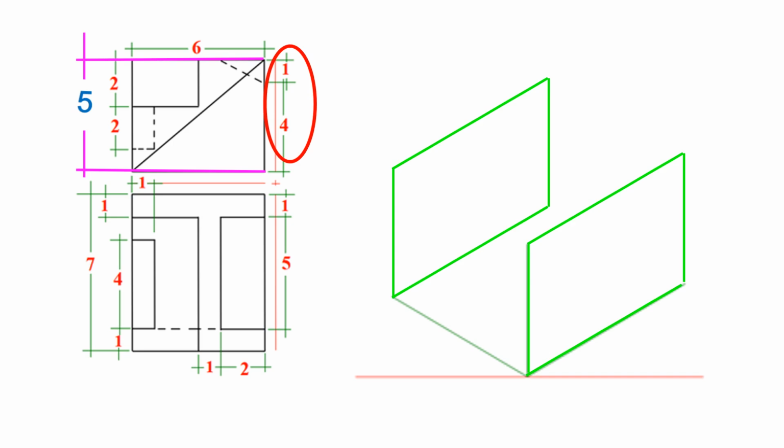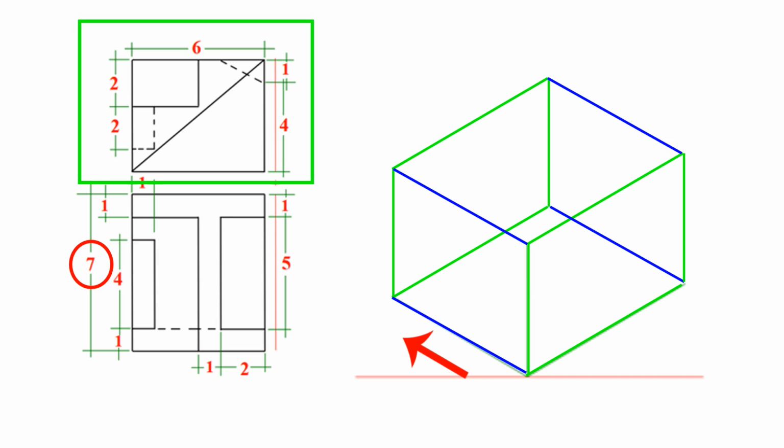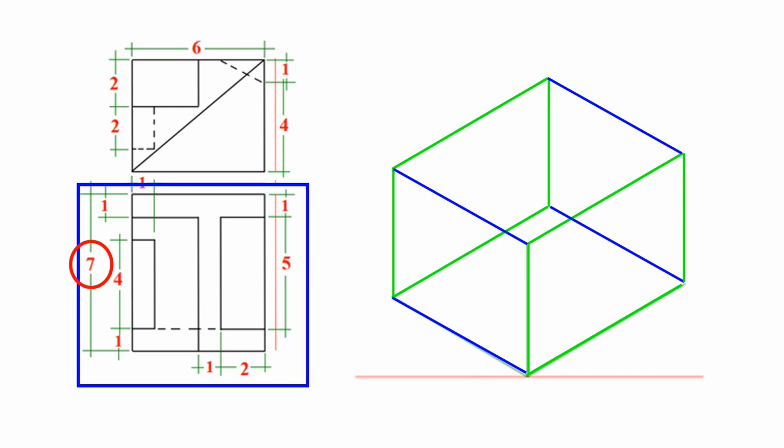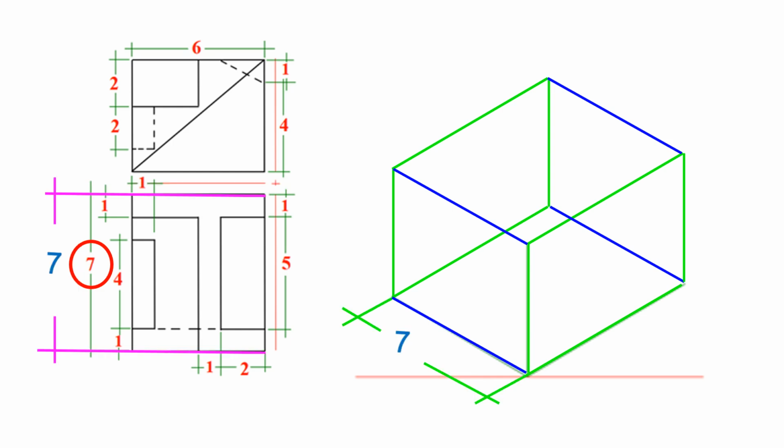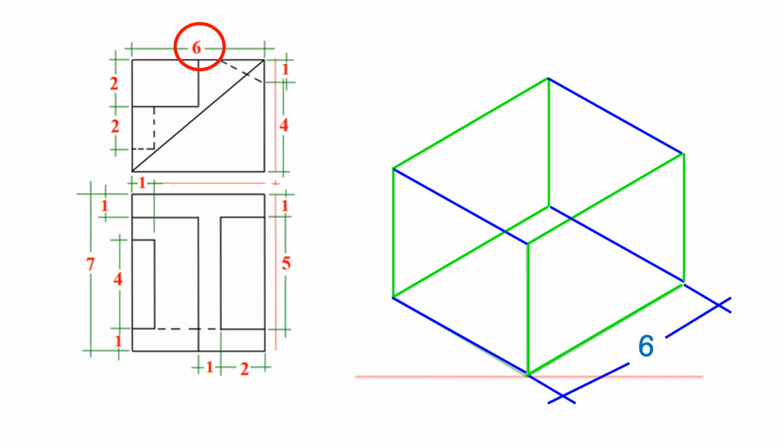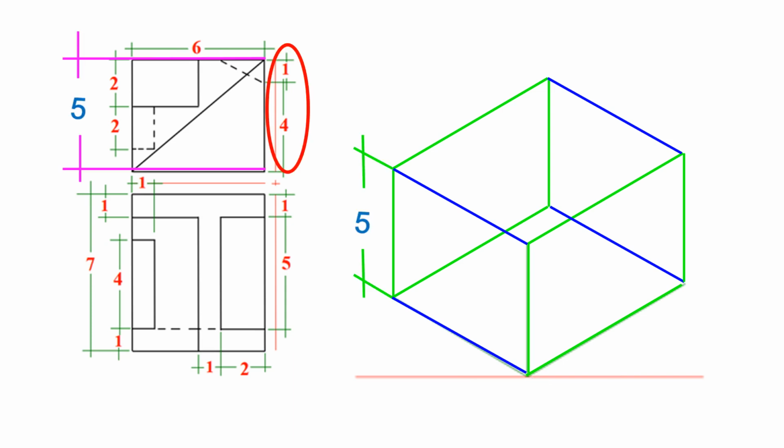Now, we need the third dimension, the depth. We can't see depth from the front view because it's receding directly away from us. So, we move to the top view. Looking at the top view, we can see the overall depth is 7 units. So, to summarize, we have a width of 6, a height of 5, and a depth of 7.